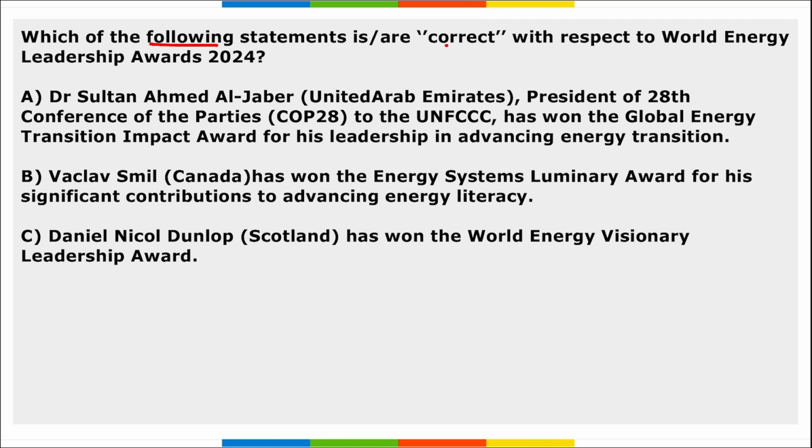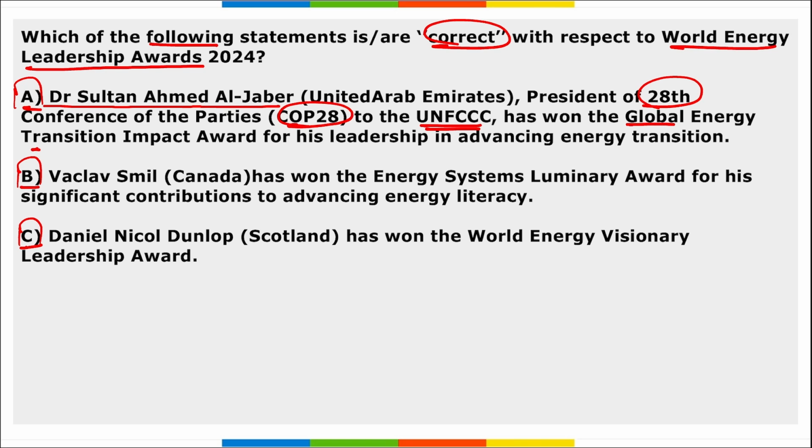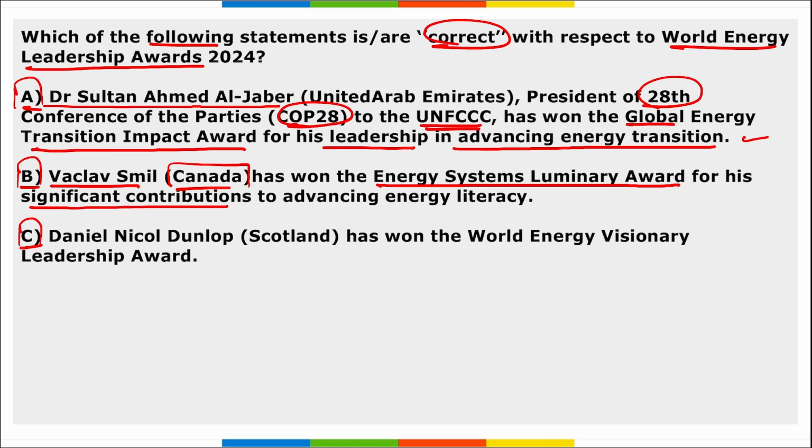Next, which of the following statements are correct with respect to the World Energy Leadership Award 2024? If we look at all these options, all three of them, A, B, C, are rightly mentioned here. Dr. Sultan Ahmed Al Jaber of UAE, the president of the 28th COP to the UNFCCC, has won the Global Energy Transition Impact Award for his leadership in advancing energy transition. B is Vaclav Smil of Canada, who has won the Energy Systems Luminary Award for his significant contributions to advancing energy literacy. C is Daniel Nocera of Scotland, who has won the World Energy Visionary Leadership Award. So all these three options A, B, C are right here.